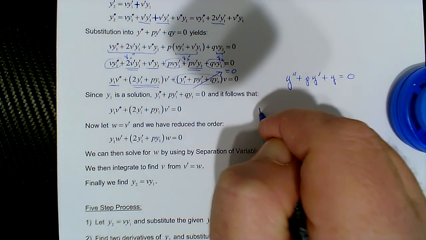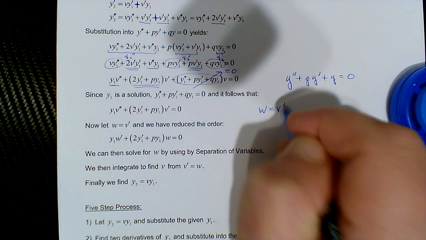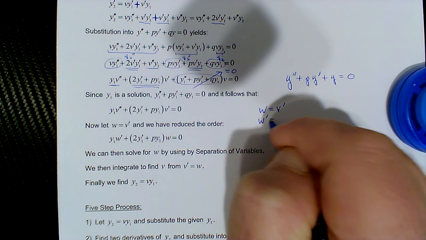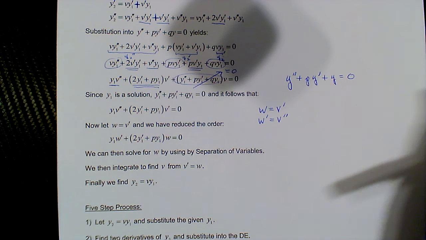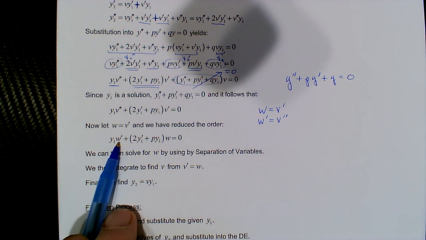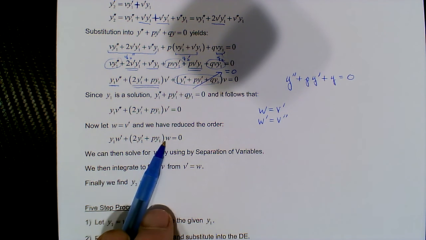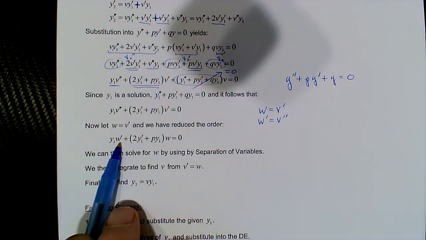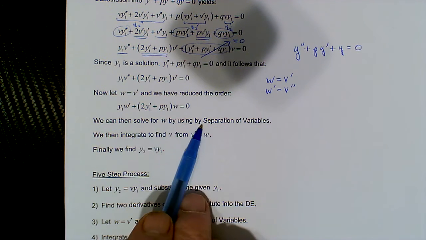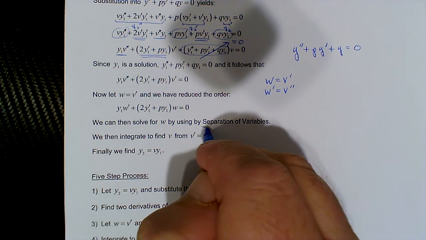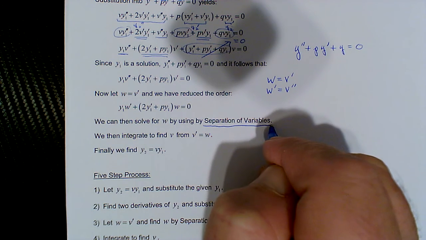So if w equals v prime, then w prime is v double prime, and our equation becomes y sub 1 w prime plus that quantity times w, because w is v prime and v double prime is w prime. And then from there we'll be able to solve by separation of variables, and that always will work.